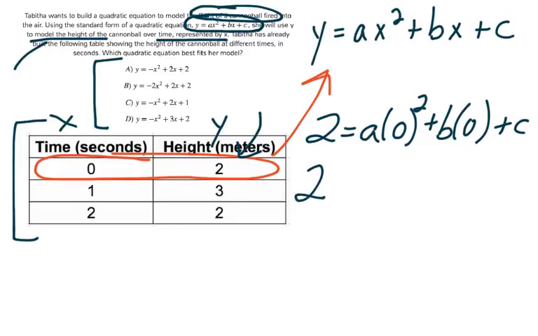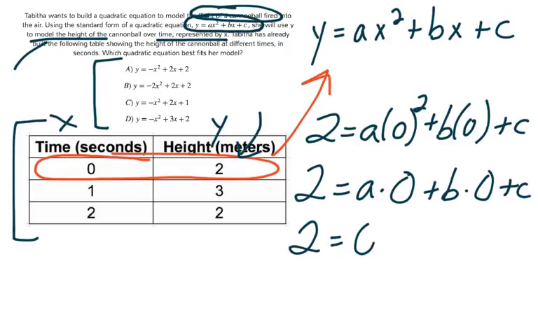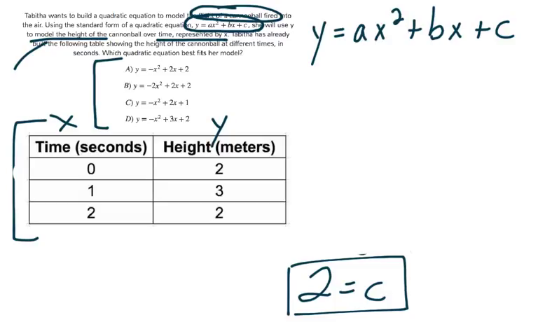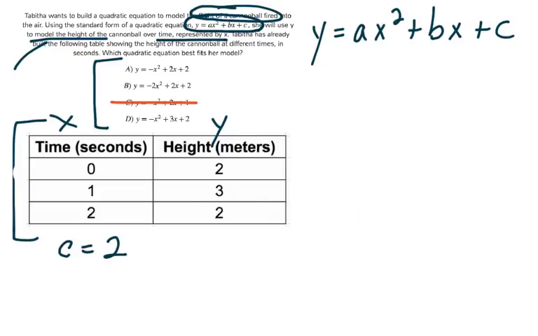Okay, great. 2 equals 0 squared, which is still 0. So I have 0 times a, or a times 0 basically, plus b times 0 plus c. Well, if you know anything about multiplying by 0, it just becomes 0 itself. So 2 equals 0 plus c. When you add 0 to something, the value doesn't change. So these are basically gone, and 2 is your c value. That's the first step of our solving. Just based on that, you can look at your answer choices and cross one out immediately. I know that c, the constant, is 2, so my answer can't be this one, because that's a 1.